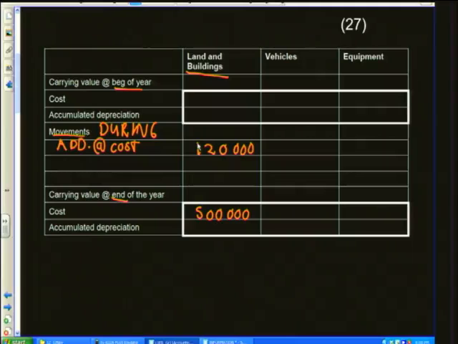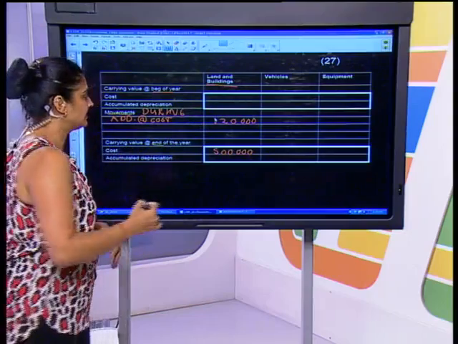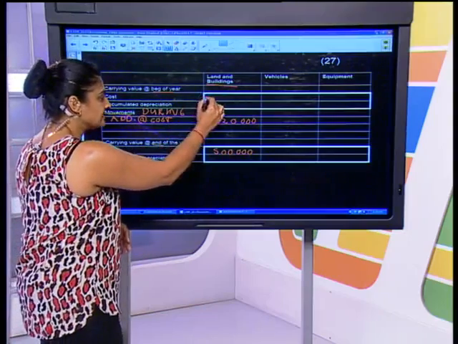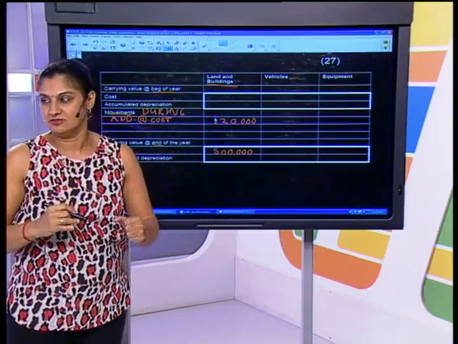Right, grade 11s, very, very important. We are given our value or our cost at the end of the year. We are also given what happened during the year. We constructed an additional storeroom for 120,000. So before that additional construction, the question now is asking you, what was our cost at the beginning of the year before we constructed the storeroom?